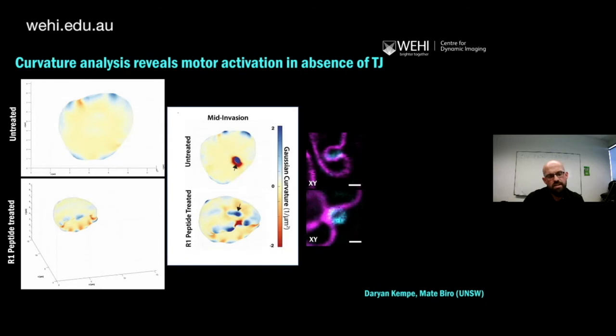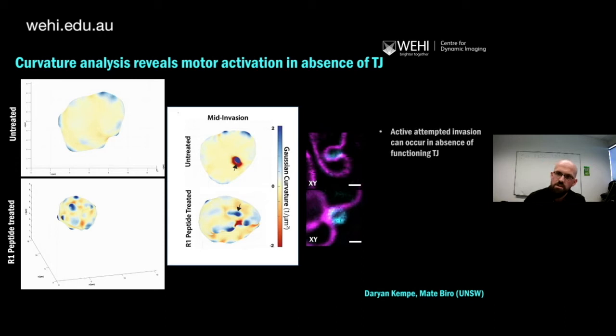So what we can do next is we have the surface information, and we can look at the Gaussian curvature of that surface. And this is a really useful tool for looking at the nature of that saddle-shaped curvature that occurs at the rear of the parasite as it invades. So under normal conditions, as it invades, you get a really high degree of negative Gaussian curvature at the point of invasion. When we inhibit with our R1 peptide, following calcium flux, as it drives itself in, you don't see that degree of deformation. So it is trying to invade, but it just can't deform the membrane enough.